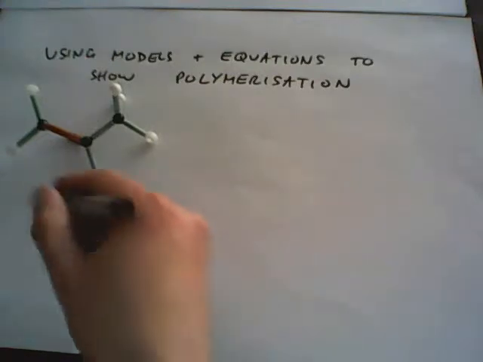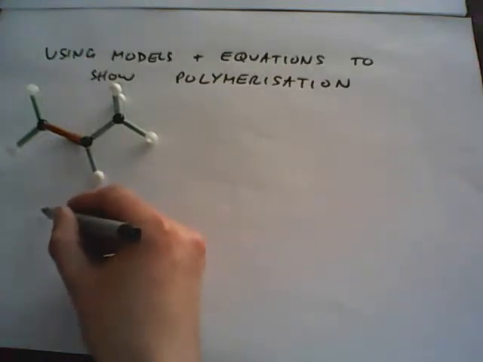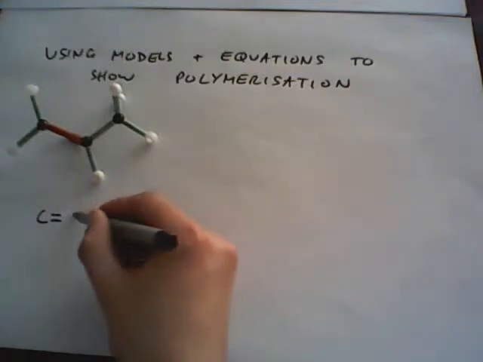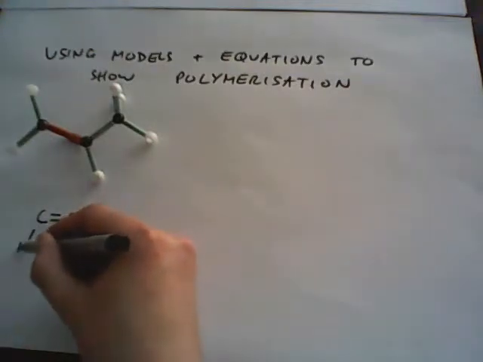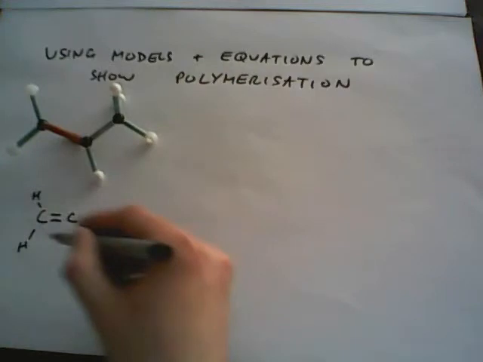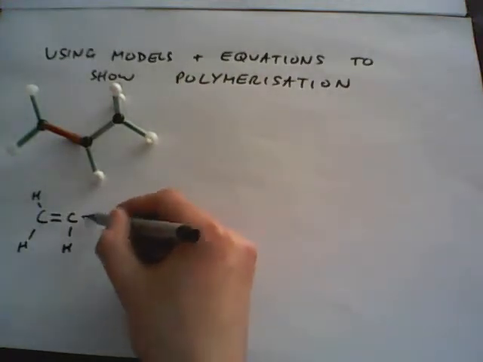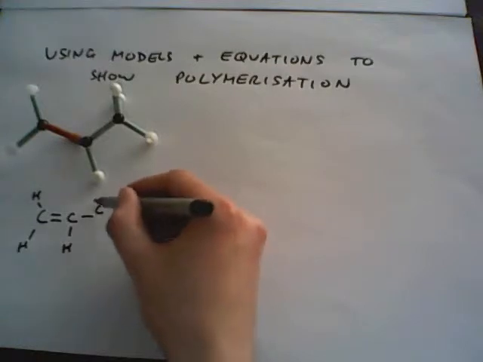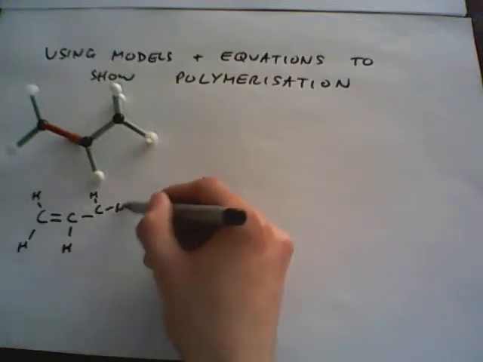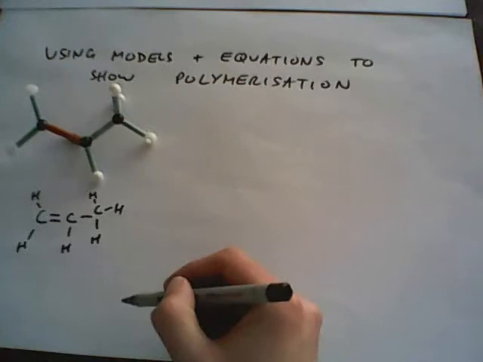So the chemical formula of that is C3H6, and if I draw the structural formula, it's going to look like this: carbon, double bond, carbon, 2 H's on the end, and then I've got 1 H on the middle carbon, and then I've got 3 H's on this carbon here.